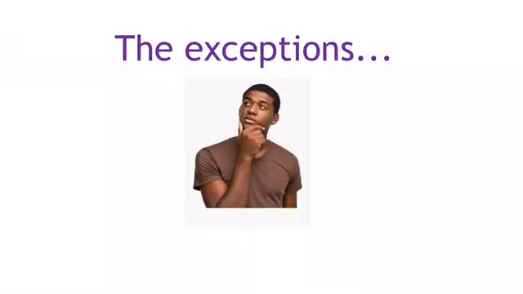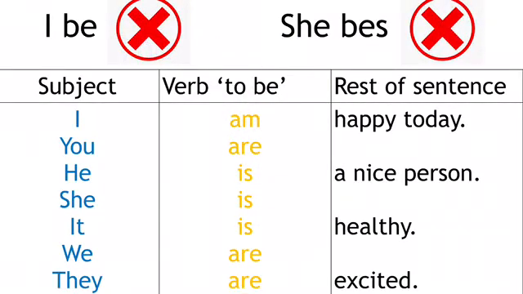But there are some exceptions to this rule. The first one is the verb to be. With this verb, if we followed the normal rules for the simple present tense, then we would say, I be happy, or she be's happy. But this is not right. To be does not follow the normal rule.